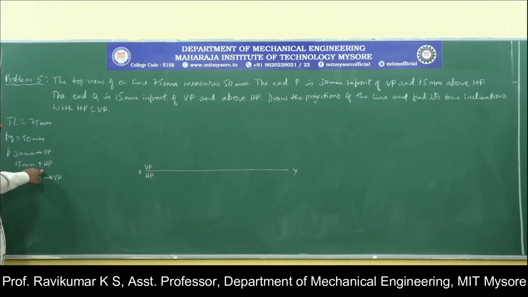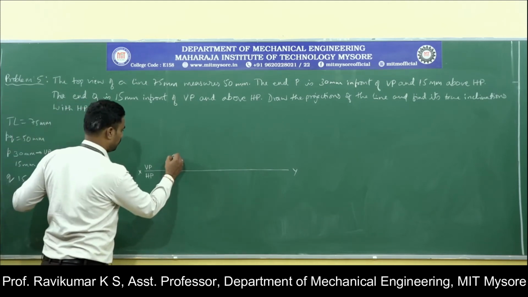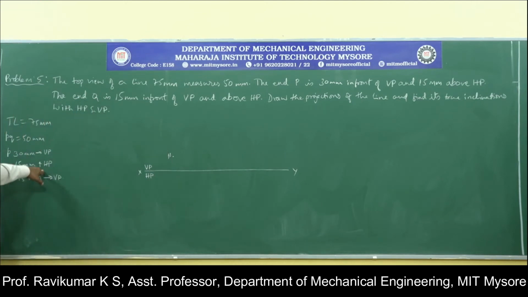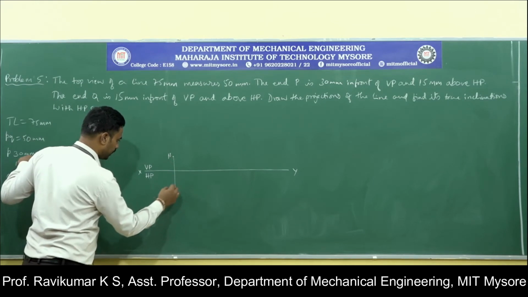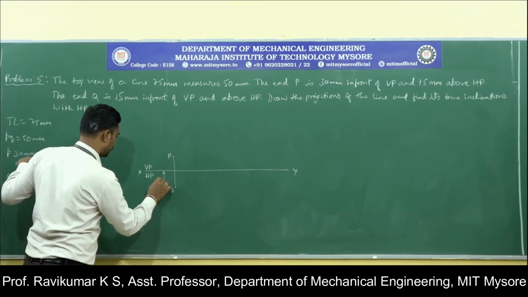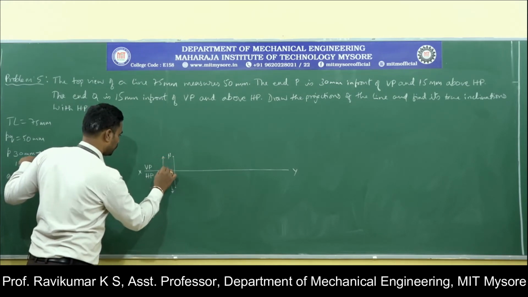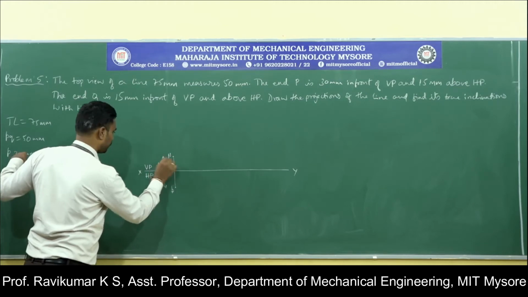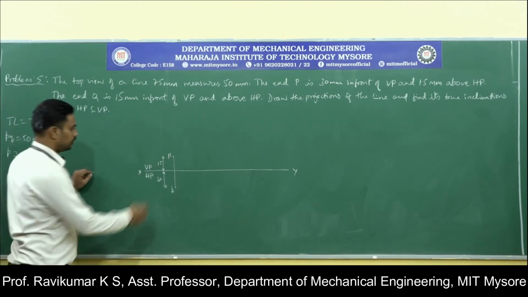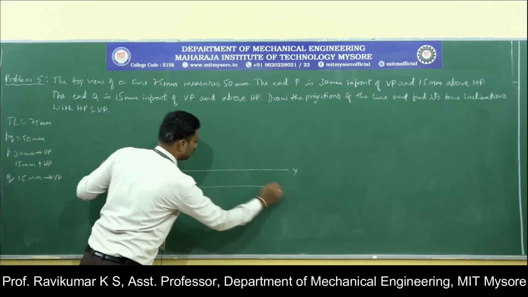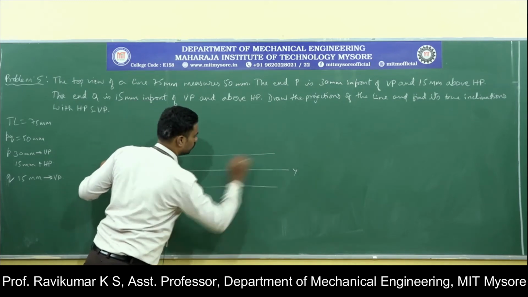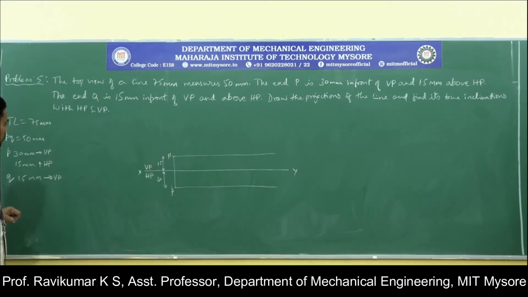So locate point P first. It is 15 mm above HP, so above HP 15 mm, point p dash, since it is the front view. 30 mm in front of VP, in front of VP it will be below the XY line, point p. So this is 30 and this one is 15. Once you mark the points, you draw the locus of the points like this.